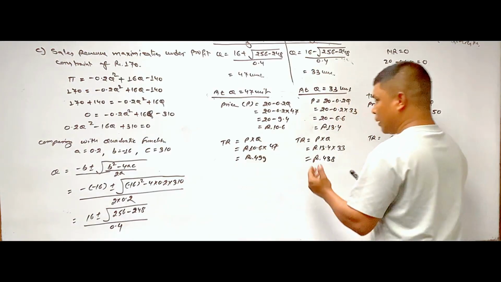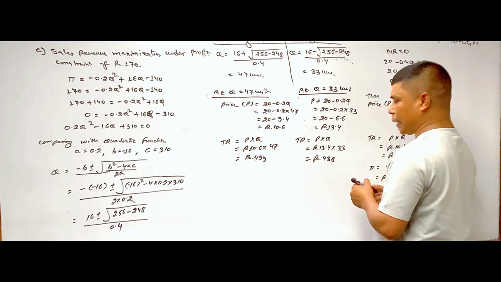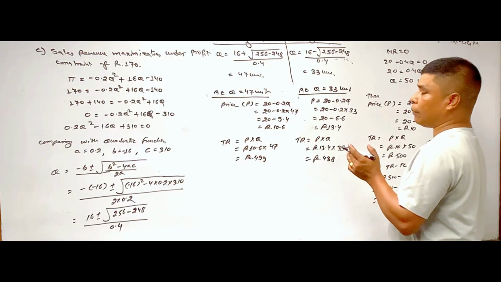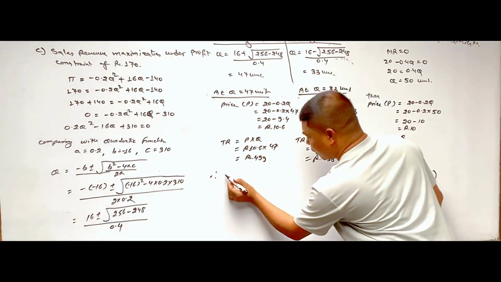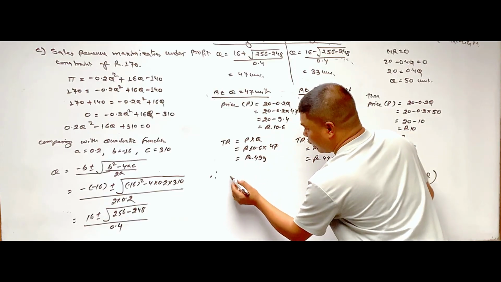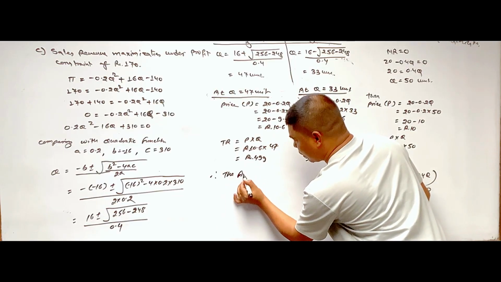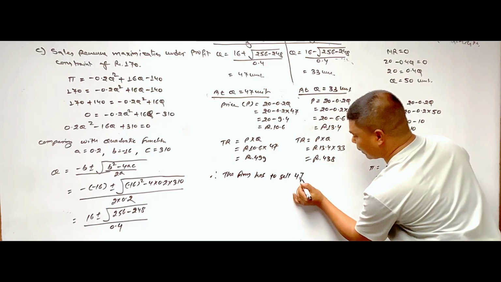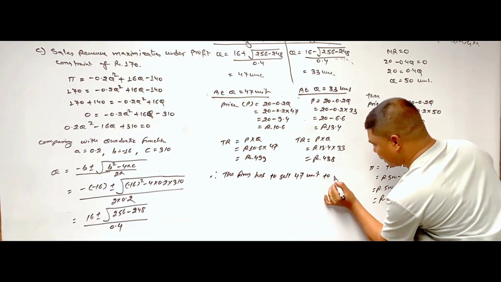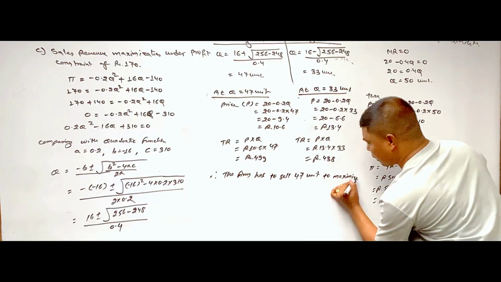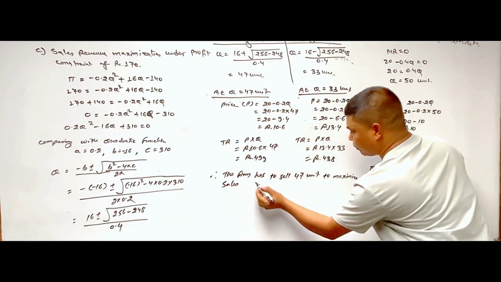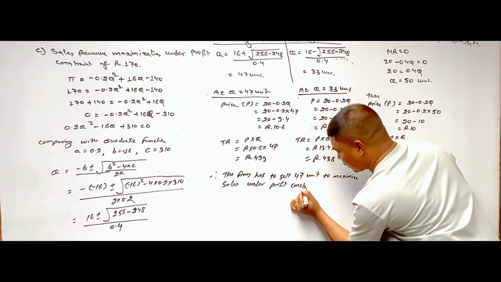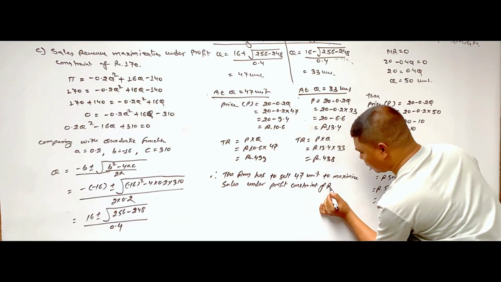And between these two total revenues, rupees 499 and rupees 438, we have obtained the maximum sales revenue at quantity level of 47 units. Therefore, we choose the 47 units. Therefore, the firm has to sell 47 units to maximize sales under profit constraint of rupees 170.